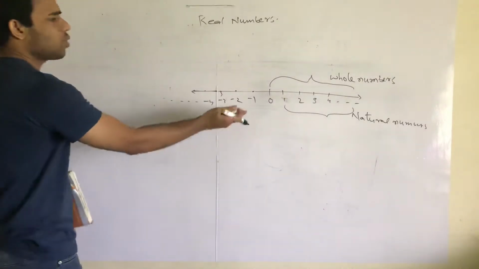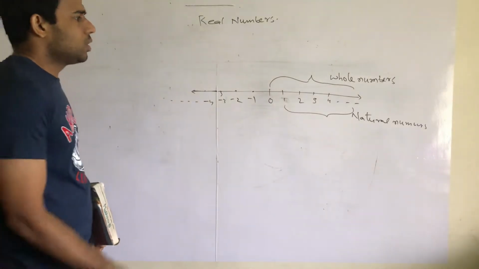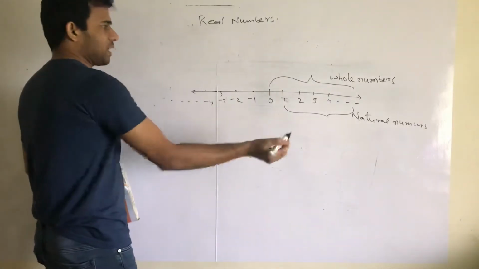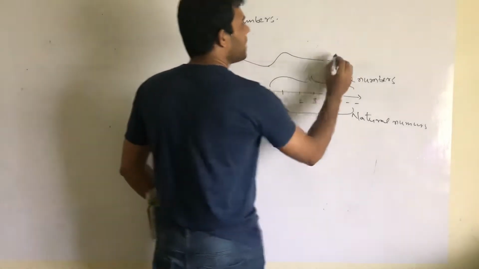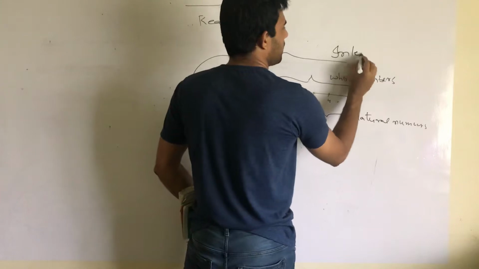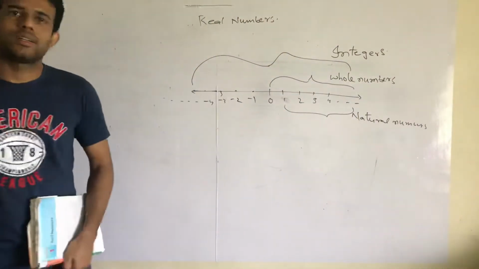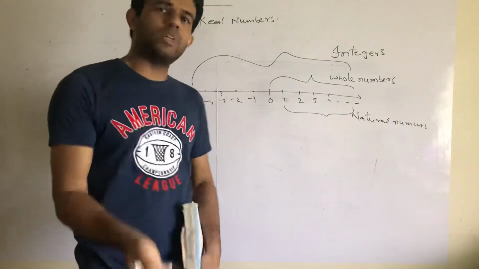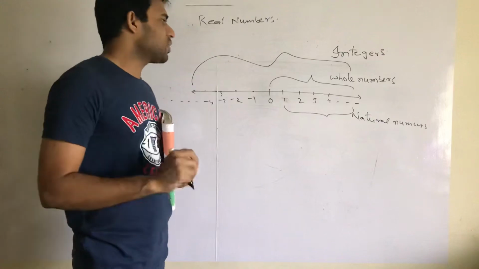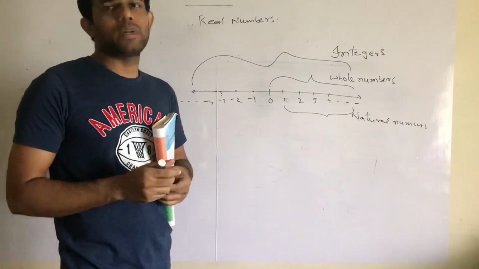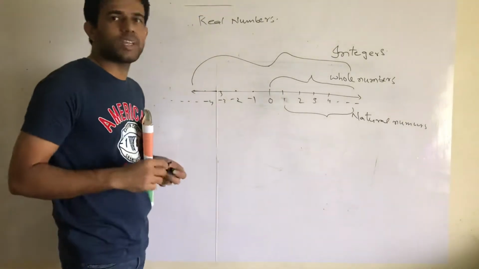And similarly, you have -1, -2, -3. Okay? So we can call these everything together as integers, right? So integers are natural numbers and whole numbers and also the negative numbers. So -1 we won't call it a natural number, that is called an integer, and 1 is an integer, 2 is an integer.